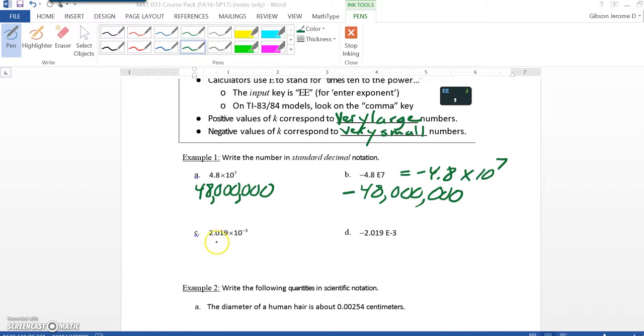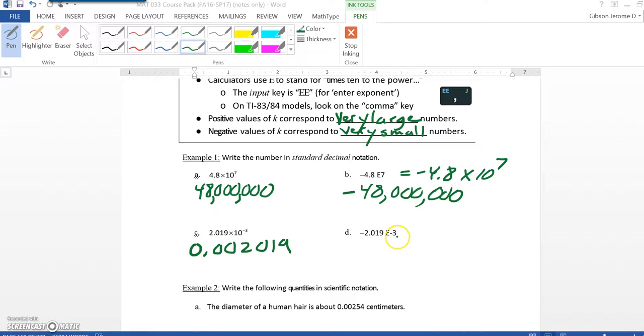Now we come here to C. We had 2.019 times 10 to the negative 3. When we had a positive exponent, we moved to the right. With the negative exponent, that means we will move to the left. So we need to move to the left 3 places, so it'll be 0.002019.